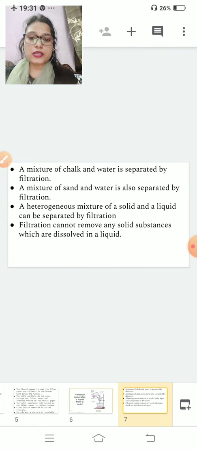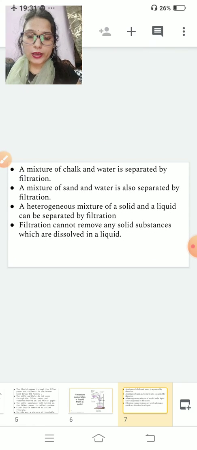See, some examples are there. A mixture of chalk and water is separated by filtration. Second, a mixture of sand and water is also separated by filtration. A heterogeneous mixture of a solid and a liquid can be separated by filtration. Filtration cannot remove any solid substance which is dissolved in a liquid.